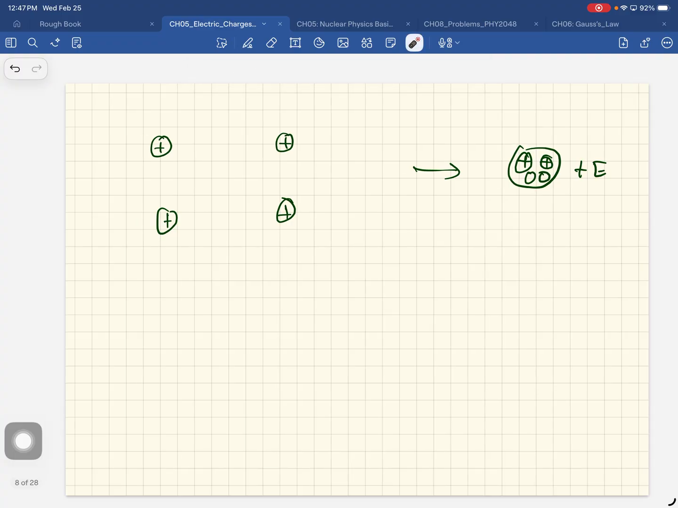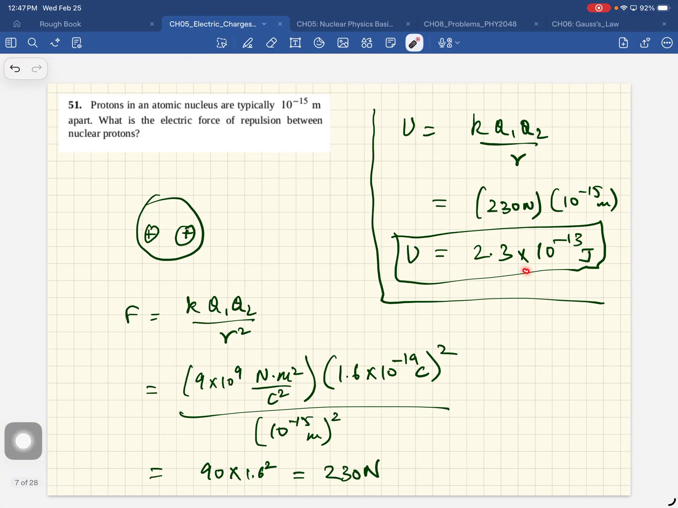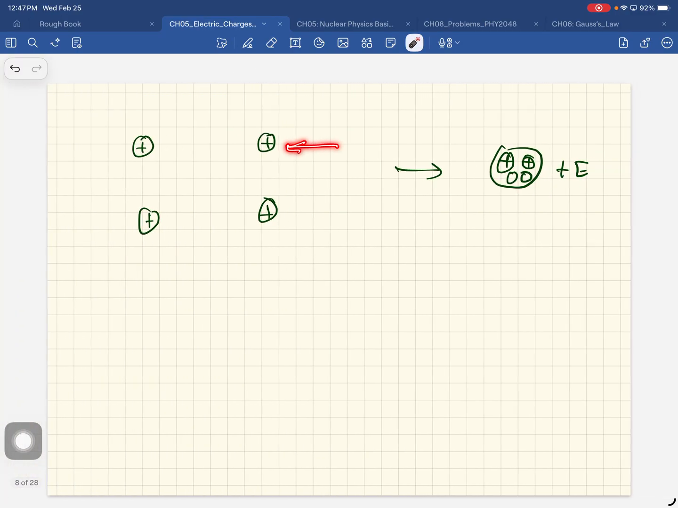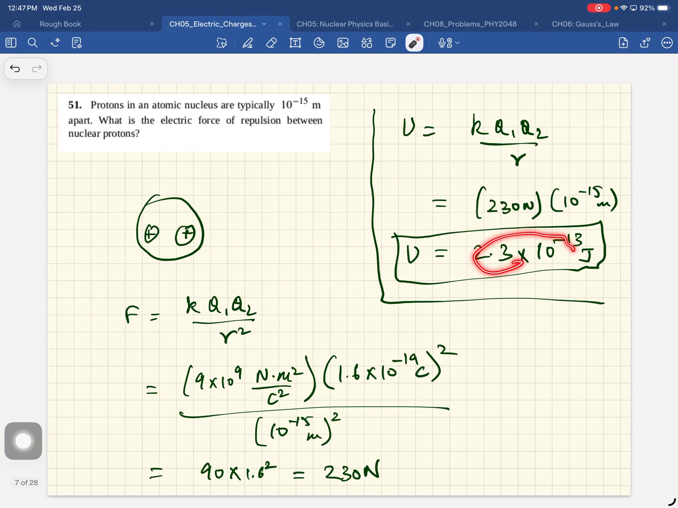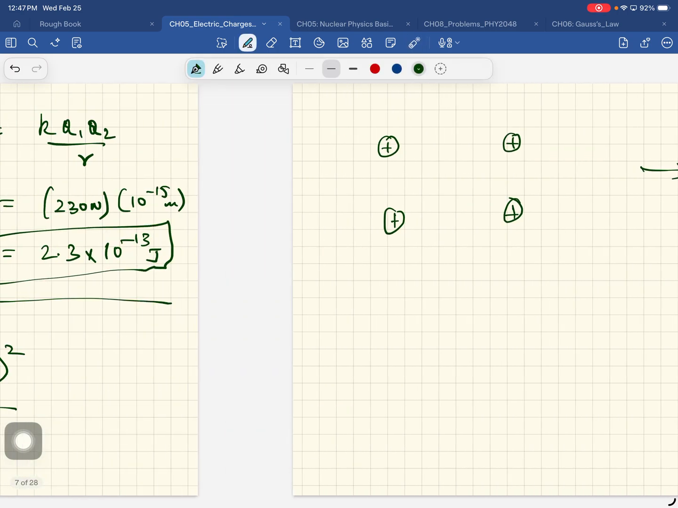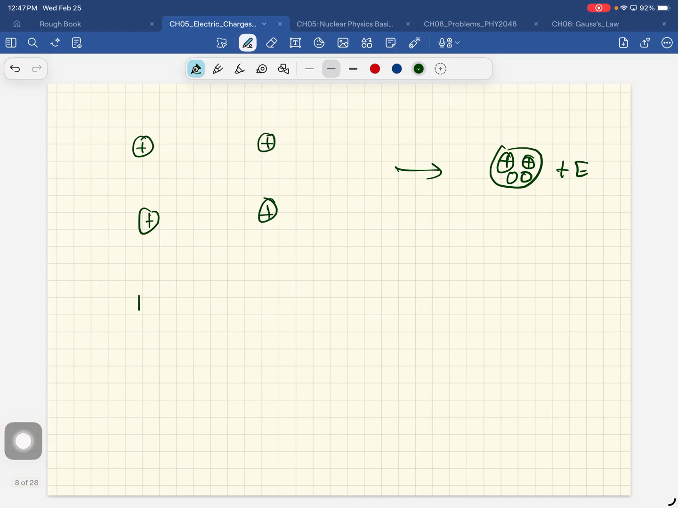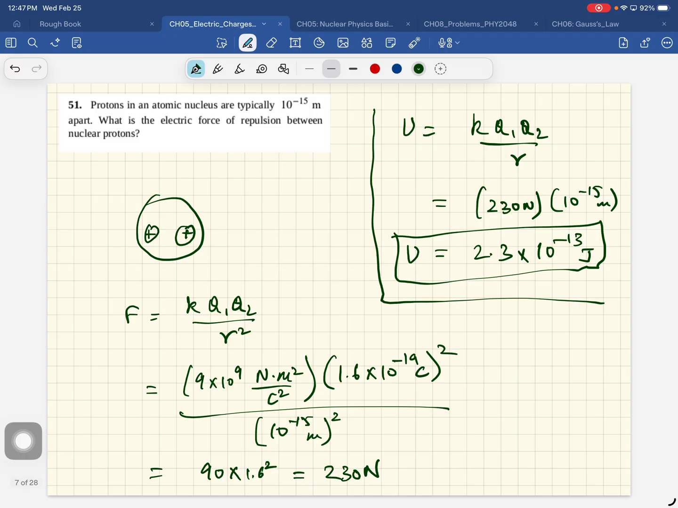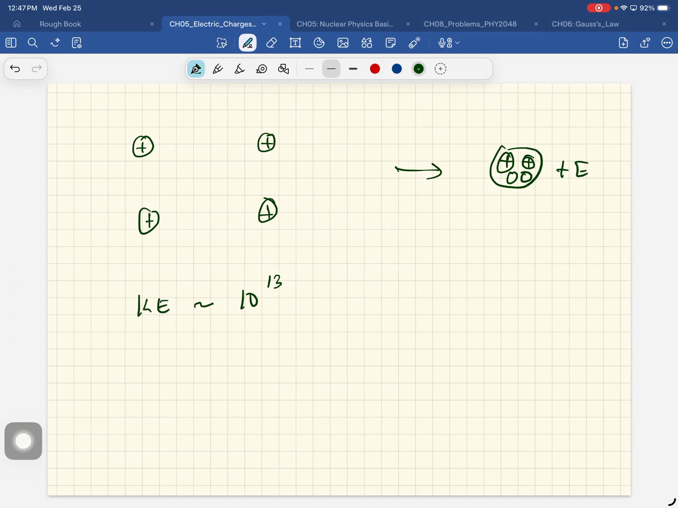Do you guys understand what's going on? So let's calculate the temperature, and then you'll see a surprising thing. 2/3 times 10 to the minus 13 joules divided by k. What is k? k is the Boltzmann constant, and you can look up Boltzmann's constant, in joules per Kelvin.